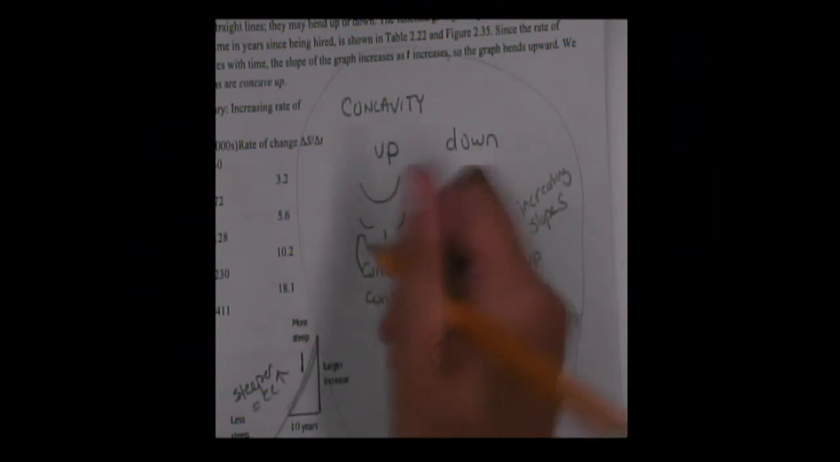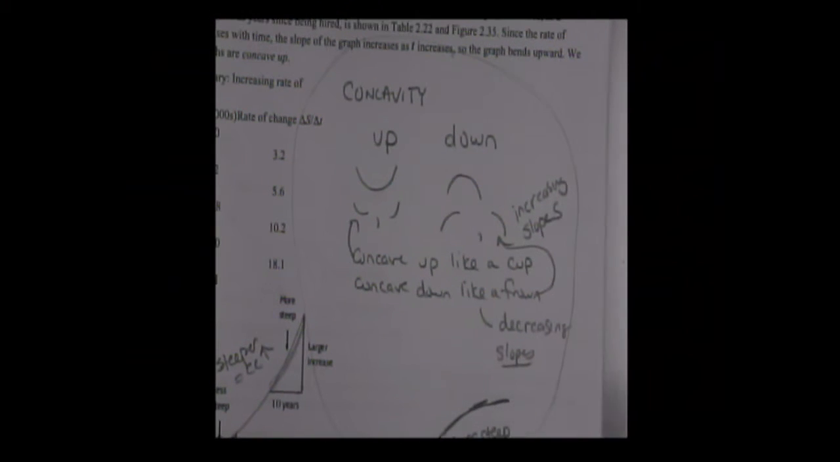So in talking about concavity, just to recap, because I did this in the notes, we did concave up and concave down. Concave up like a cup, concave down like a frown. Right, so there's our shapes. Concave up, we have increasing slopes. Concave down, we have decreasing slopes.